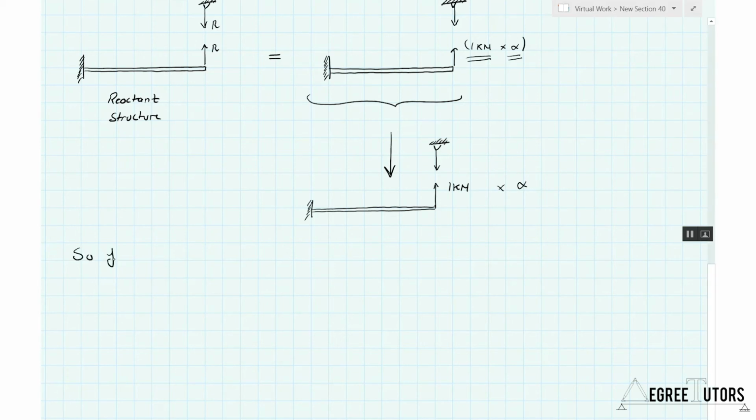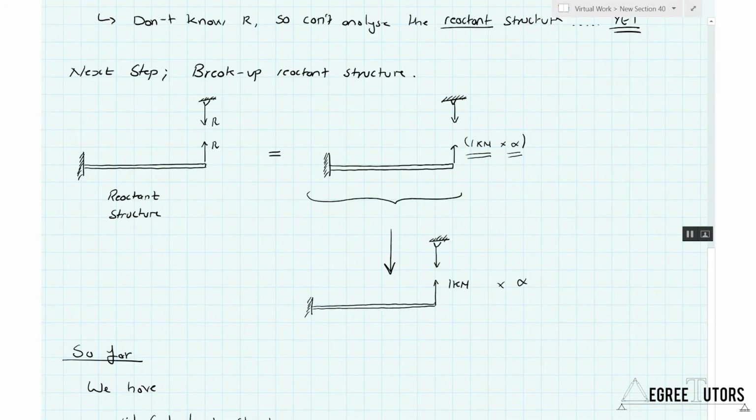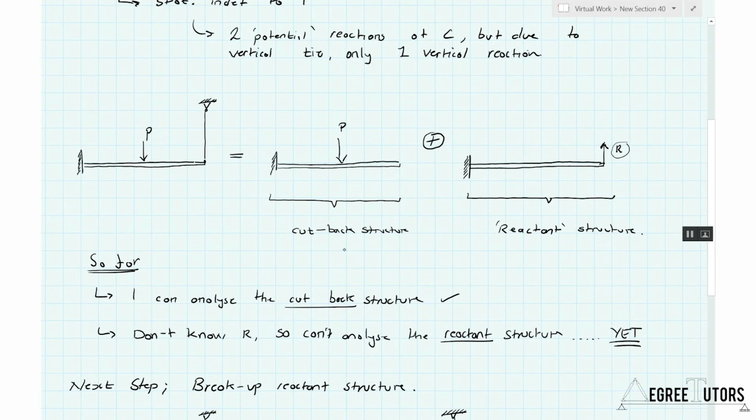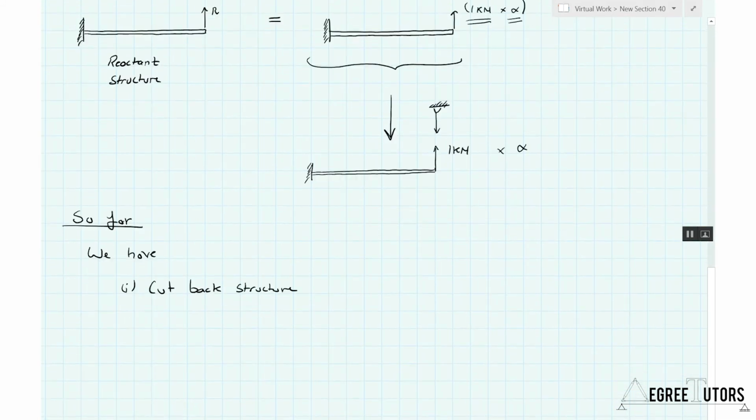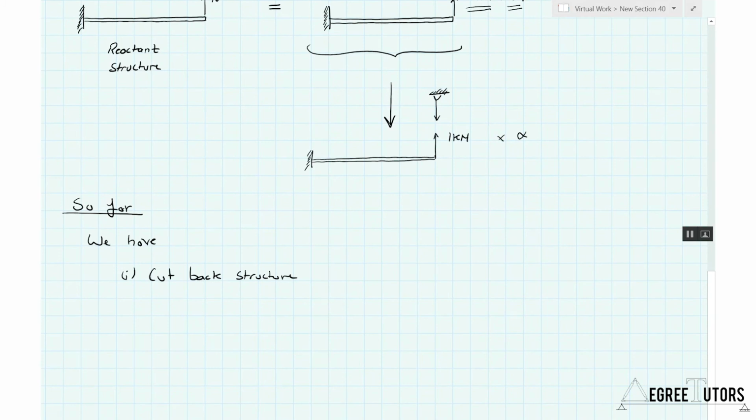Right, so let's see where we are so far. Let's summarise progress. We have a cutback structure. That was this guy right here. So we have a cutback structure, a simple cantilever, with our external load applied. That gives us a set of forces and moments. We can say that would give us a set of moments, which we'll designate as M0.